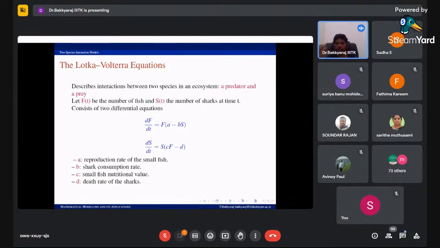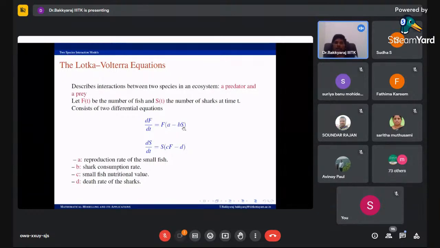At which rate will it reduce? It depends on the consumption rate of the shark, which we denote as p. So here I put minus, because the fish population will decrease by the amount p times s times f. Whenever the two entities interact, we write it mathematically as a product. So here f and s times p.